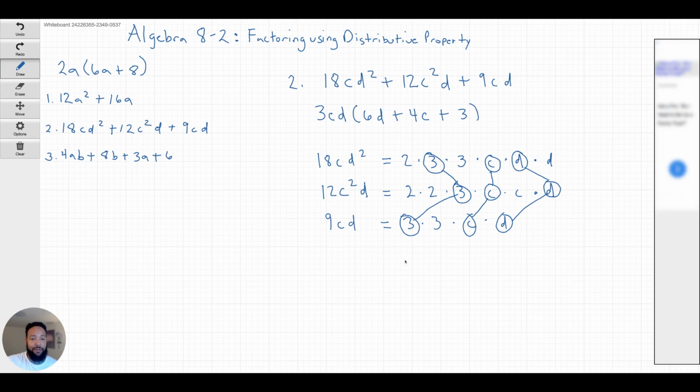We have a 3, we have a C, and we have a D. Those are the greatest common factors. As you can see here, I pulled out 3CD. So this is another way that you could visually pull out the 3CD if you didn't understand what I did earlier. So that's 3CD, and then you're left with 6D plus 4C plus 3.